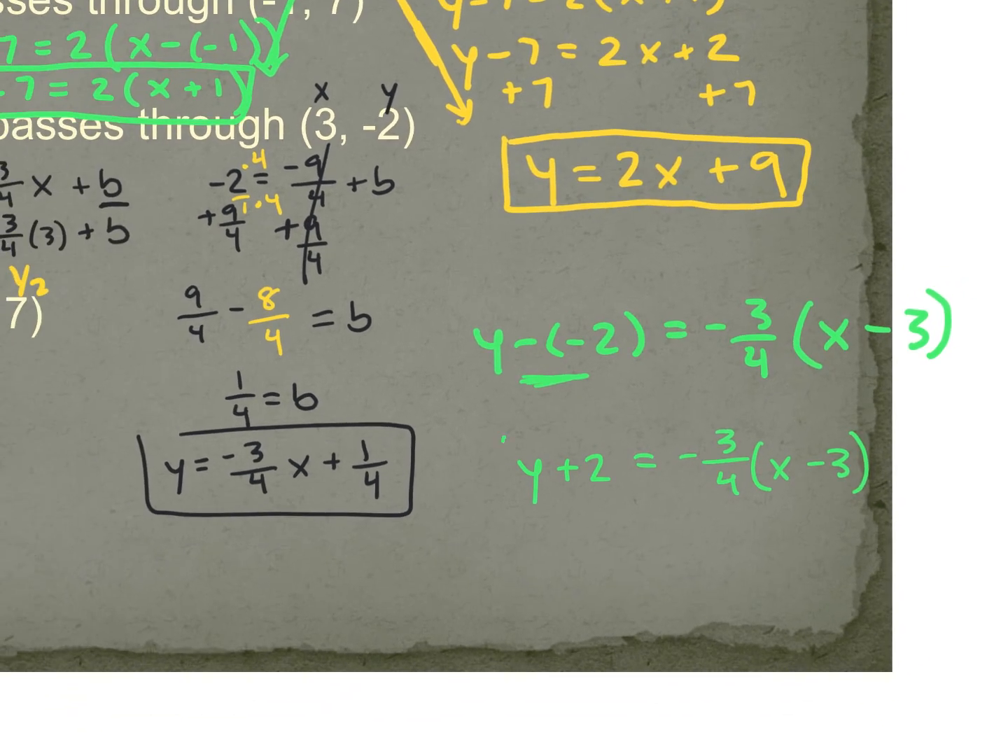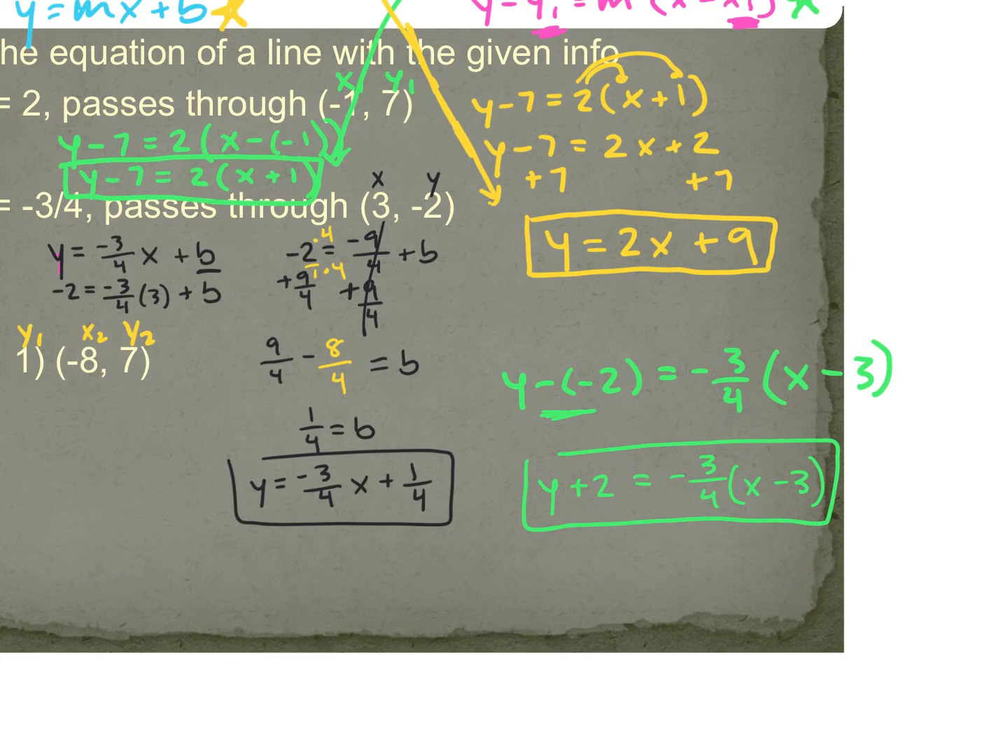Now if we started with point-slope form, we can always do what we just did in part A and just multiply it out, make it look like slope-intercept form. I just wanted to show you the two different ways of finding slope-intercept form. The first way is a little bit easier, in my opinion.